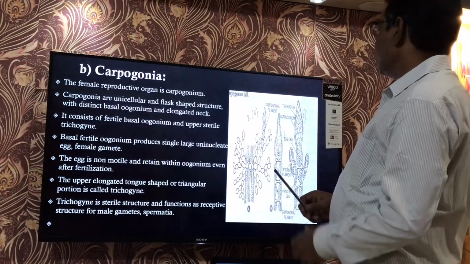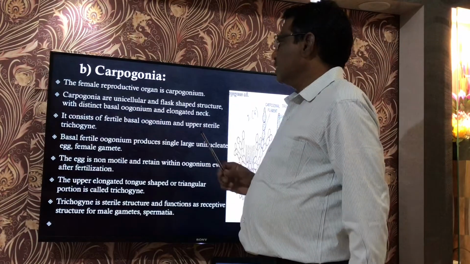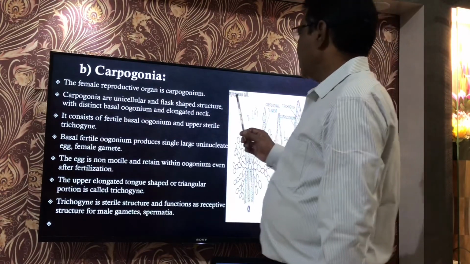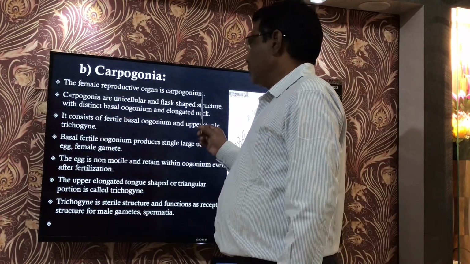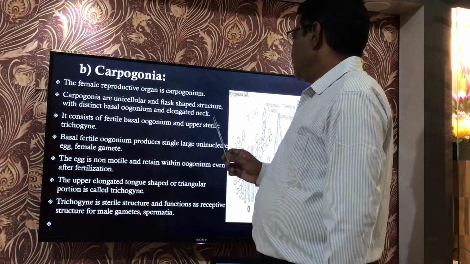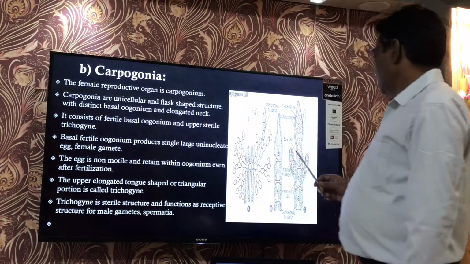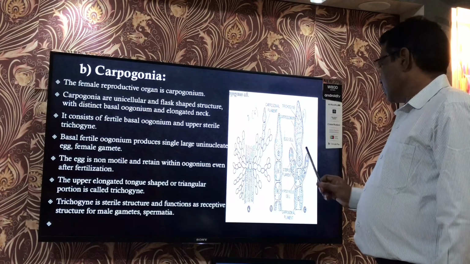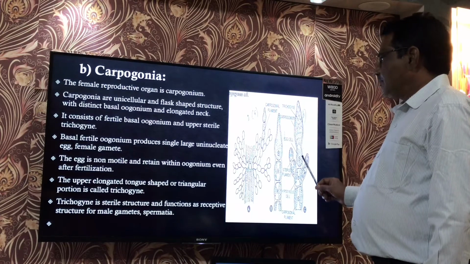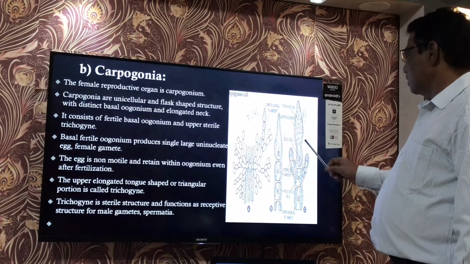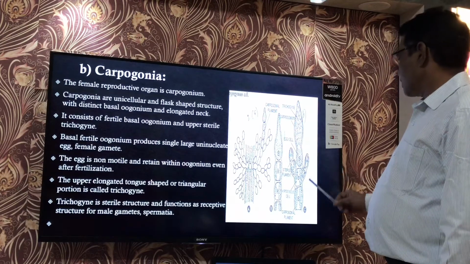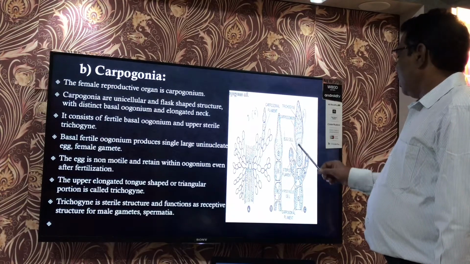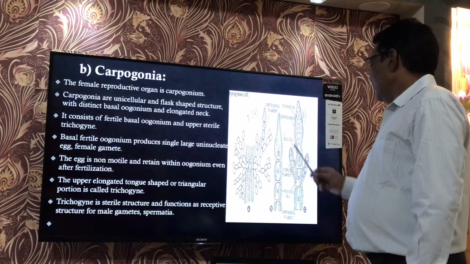So the second sex organ, that is the carpogonium, which is a female reproductive organ, is called a carpogonium in case of Batrachospermum. Usually these carpogonia are unicellular. If you observe this structure, these are the developmental stages, and this is the mature carpogonium. This carpogonium is a unicellular structure, and it is a large flask-shaped structure. This is the basal swollen portion, and this is a long, narrow, elongated neck.